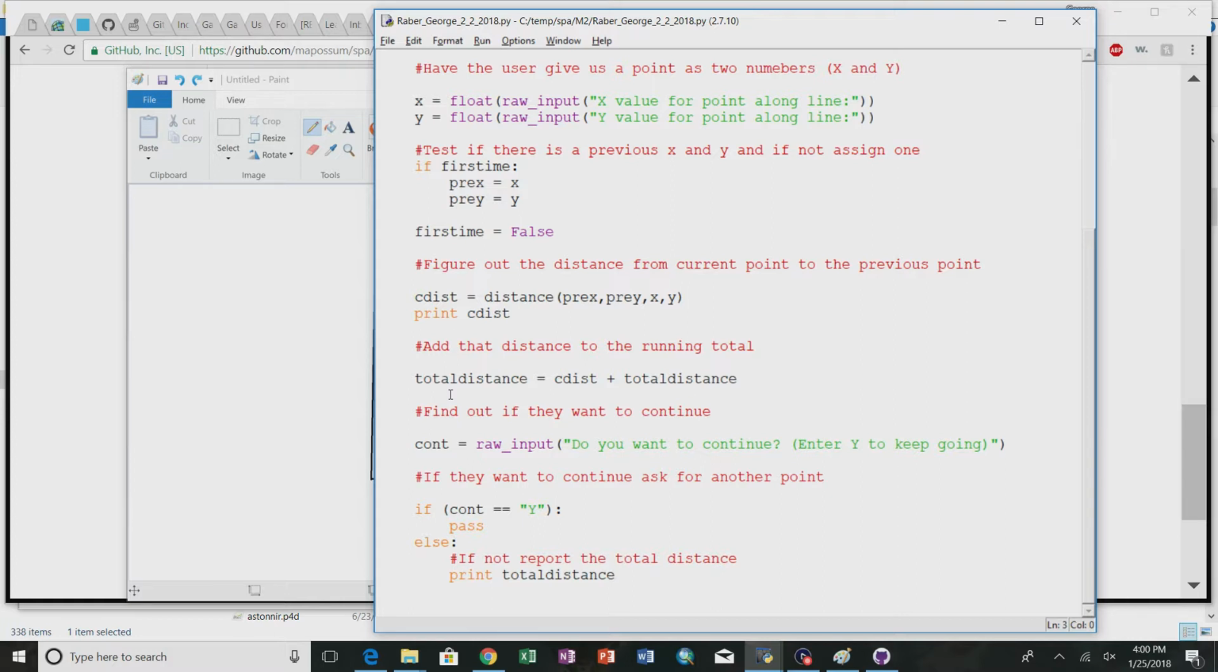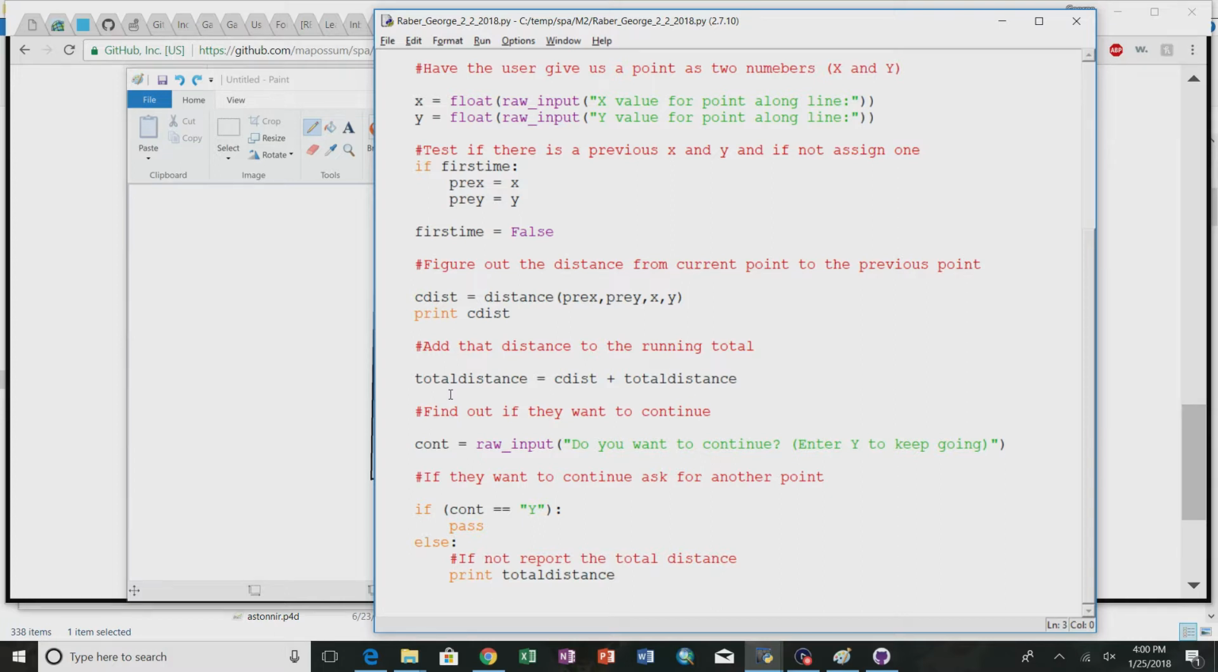Yes, so you need to set up something that is true before it enters the loop. Like, you could call it continue. So continue equals true. You need to set that up before the loop. Okay? Well, let me just do that. That's a question lots of people are having.